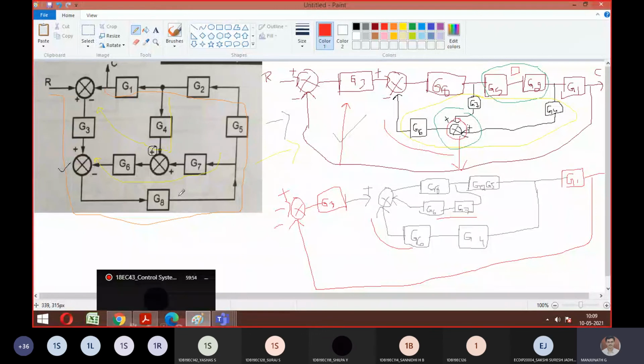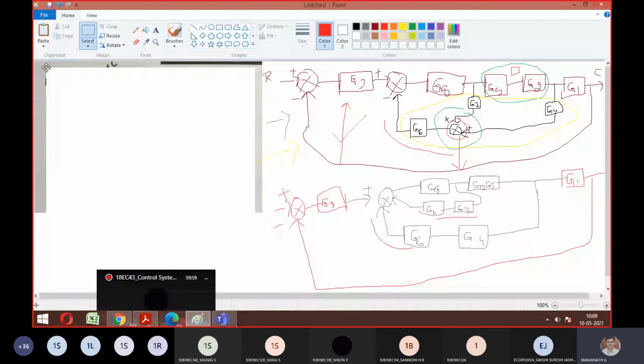So after this, what is the answer, guys? G8. Now look here. What difference can you find between the previous problem and this problem? Here the feedback path itself is your blocks.